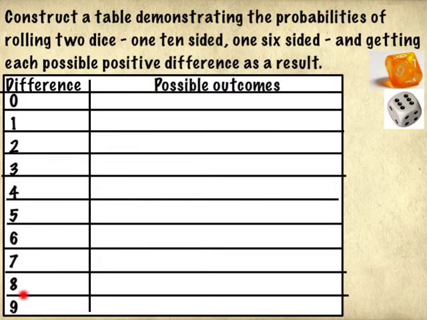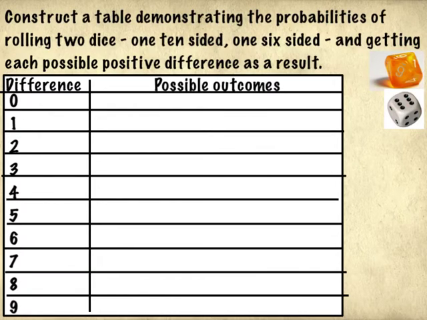The biggest difference is going to be 9, because I can roll a 10 on the 10-sided die and a 1 on the 6-sided die. That would give me a difference of 9. The smallest is 0, because if I roll a 6 on both dice, then I would have a difference of 0. So what I'm going to do is make tally marks to show how many different ways this could happen.